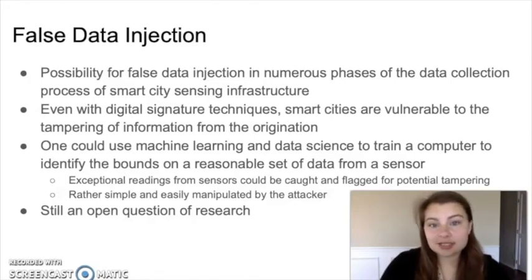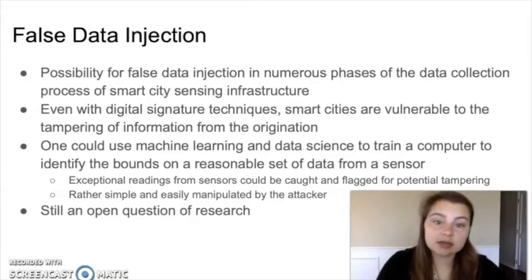Even with digital signature techniques that are currently used in sensing infrastructure, smart cities are still vulnerable to the tampering of information. There are proposals to fix this, for example, using machine learning and data science to train a computer to identify the bounds on a reasonable set of data from a sensor, so that exceptional readings from sensors could be marked and flagged as potentially false data injection. But this is a rather simple solution and could be very easily manipulated. So this is still an open question of research in the realm of smart cities.